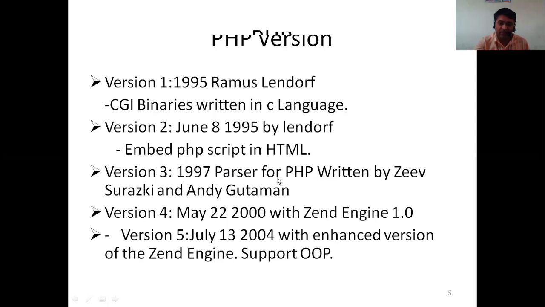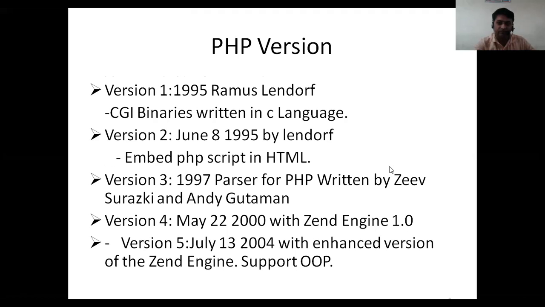Then version 3 was introduced in 1997. At that time, the parser for PHP was written by Zeev Suraski and Andi Gutmans. Then version 4 was introduced in 2000 with the Zend engine 1.0, and version 5 on July 13, 2005, with the enhanced version of the Zend engine and support for object-oriented programming. Currently, we use version 5 onwards. Okay, so these are some versions of PHP. Please remember these versions of PHP.